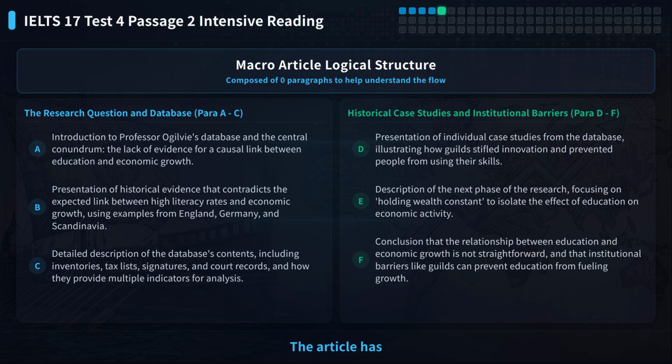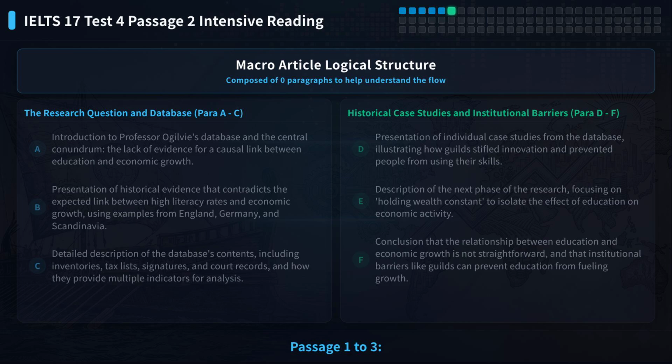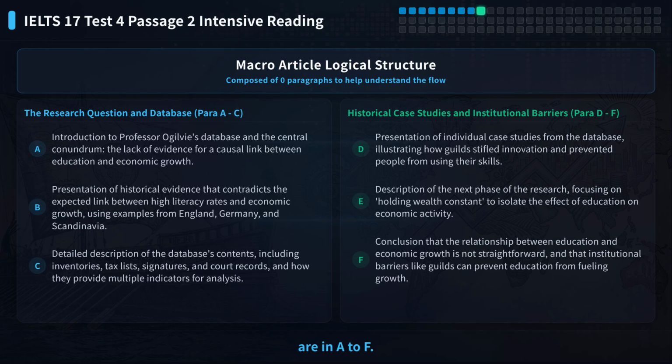The article has 6 paragraphs, from A to F, about education and economic growth. Paragraphs 1 to 3 cover research background and database content. Paragraphs 4 to 5 cover specific cases and data analysis methods. Paragraph 6 covers research conclusions and real-world implications. Location questions are in A to F, summary completion is in D, multiple choice is in B and F.